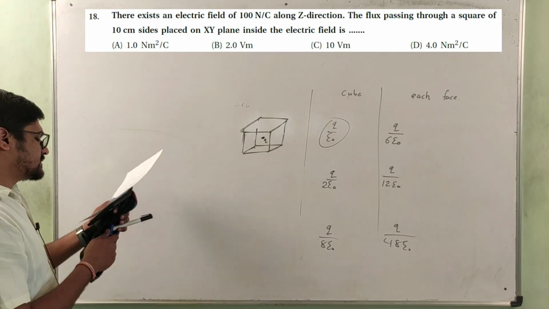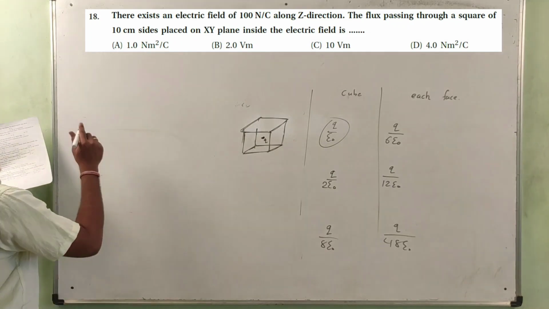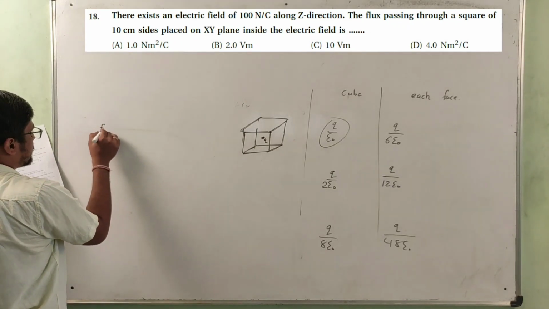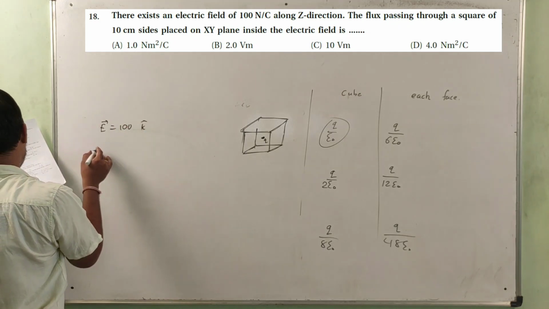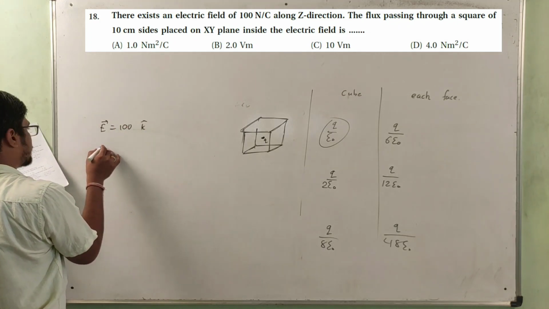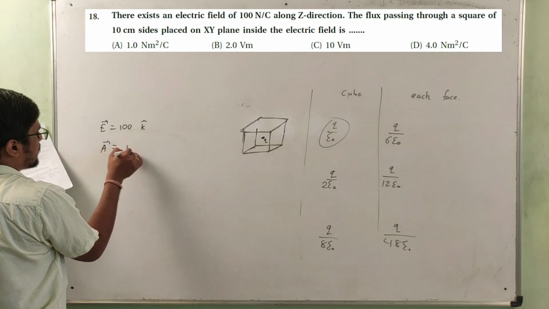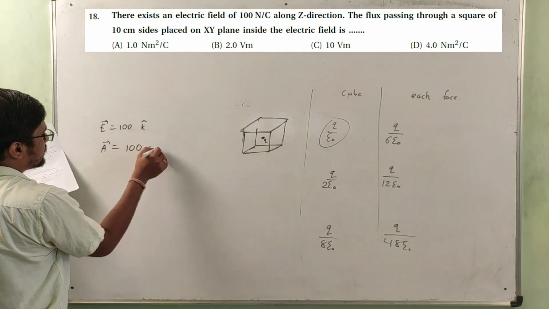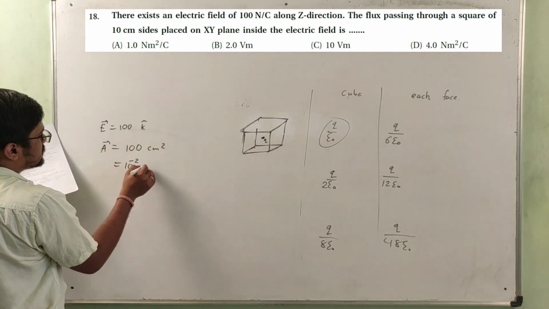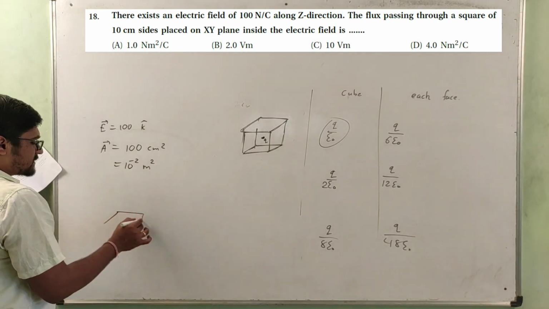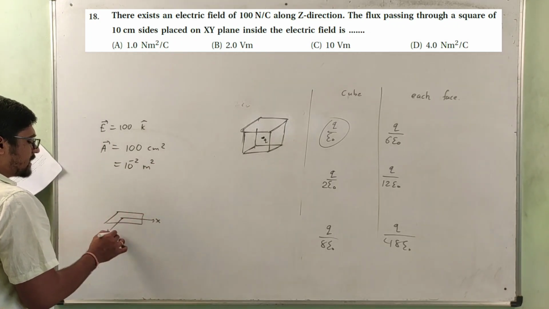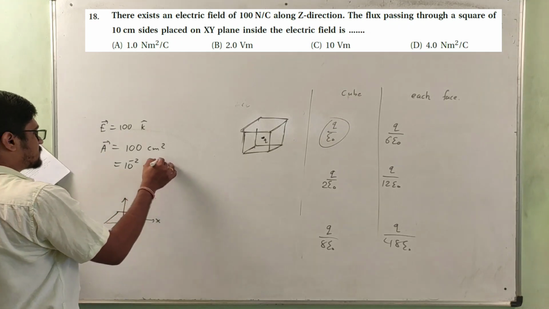Question 18. There exists an electric field of 100 newton per coulomb in the z direction, so the electric field is 100 k cap. What is the flux passing through a square of 10 centimeter side? First, what is the area? 10 centimeter squared means 100 centimeter square, so 10 power minus 2 meter square, placed in the xy plane. When the surface is in the xy plane, its area is in the z direction, so this is also k cap.